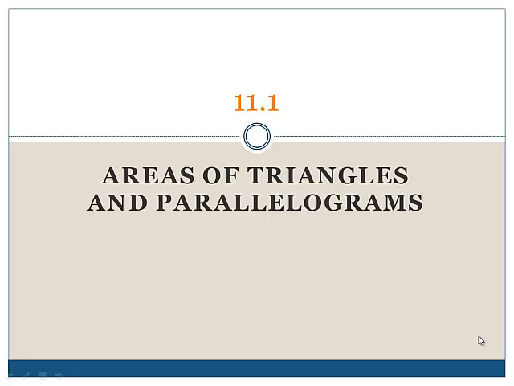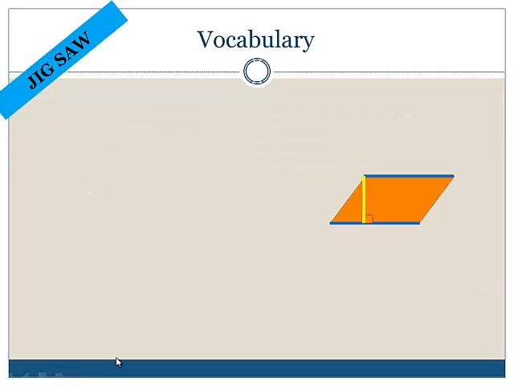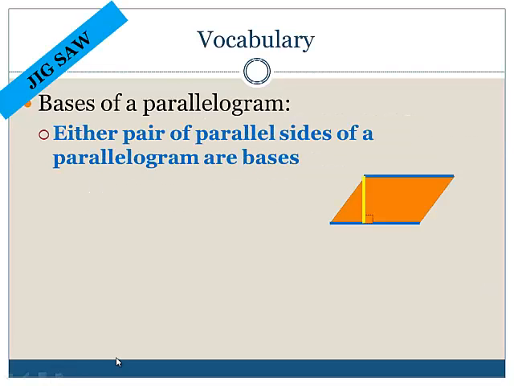Alright, today we're going to be working on 11.1, which is the areas of triangles and parallelograms. And we're going to start with a little bit of vocabulary. So the bases of a parallelogram: either pair of parallel sides of a parallelogram are bases. We have one set of parallel bases here, and we have another set of parallel bases here.